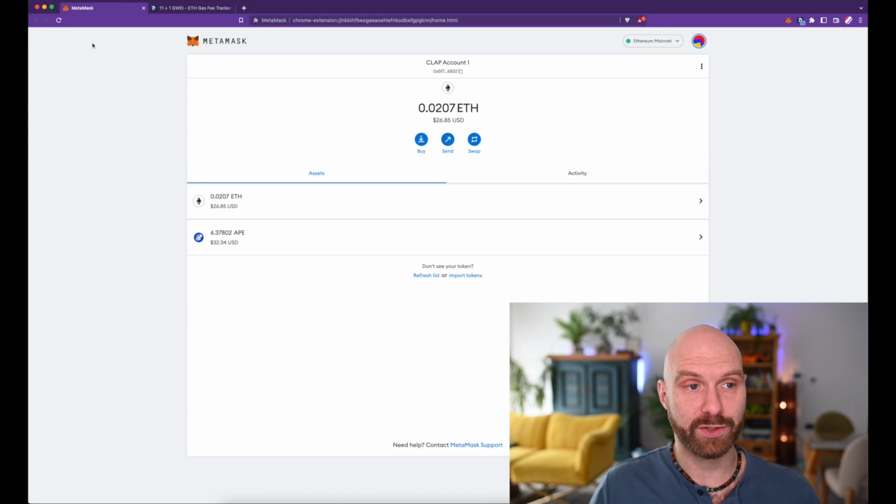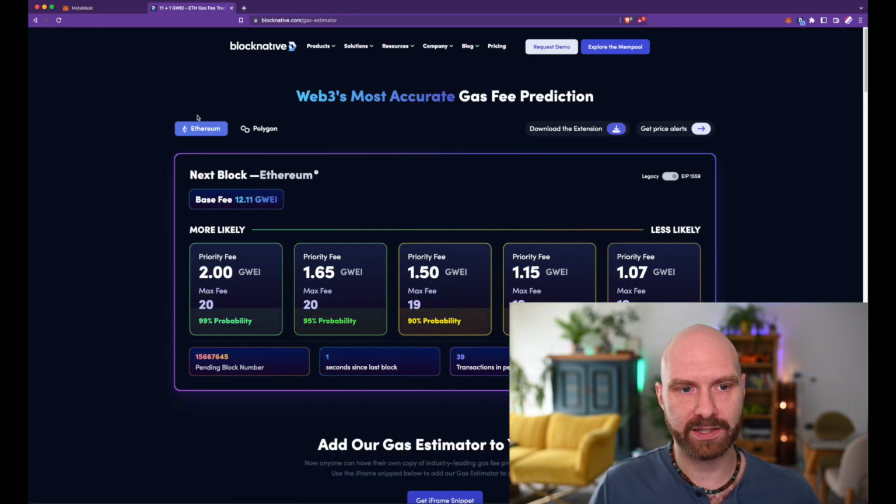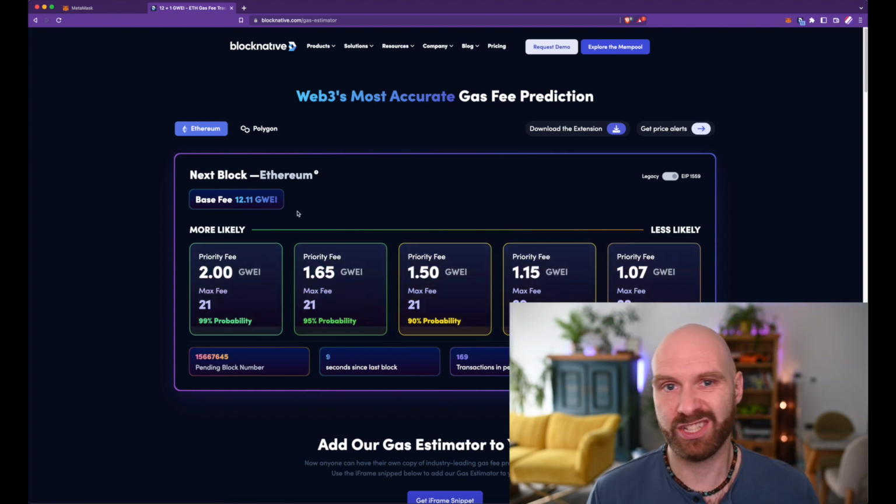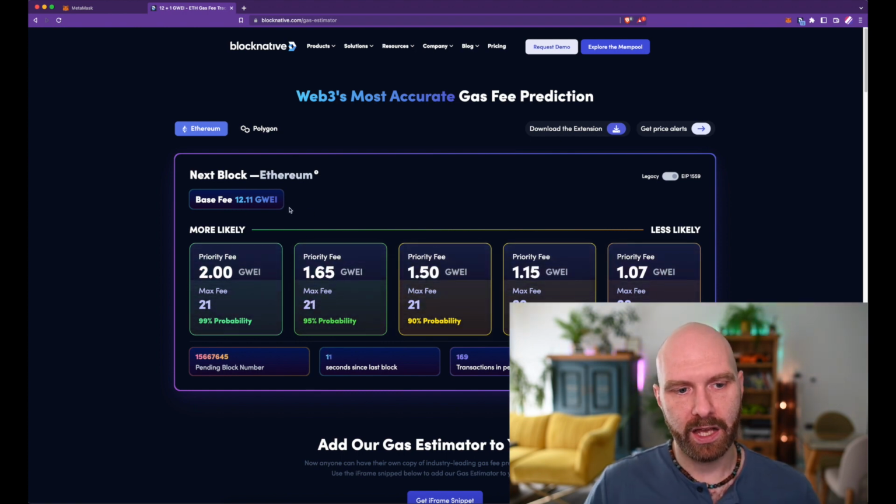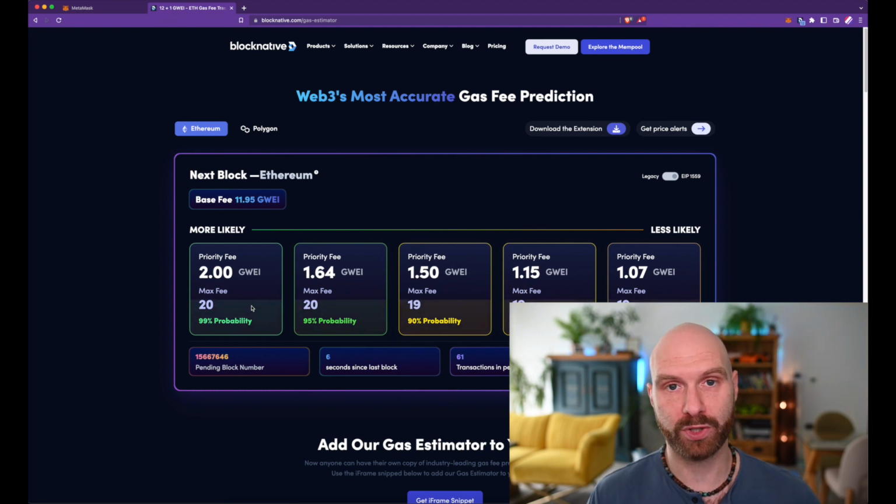So first of all, of course, I assume that you already have MetaMask installed. And also I assume that you have access to some platform that allows you to track gas prices. I use Blocknative gas estimator. You can use a different one if you prefer. This is just the one I happen to use. A platform like this gives us an indication of what the current gas prices are and what numbers we need to enter in order to push our transaction through as quickly as possible.